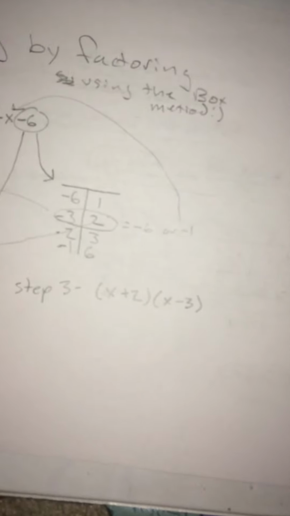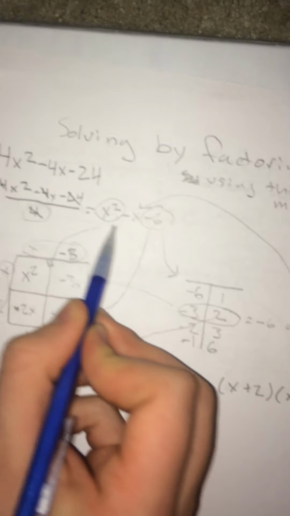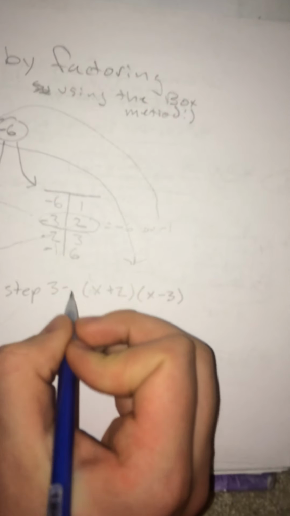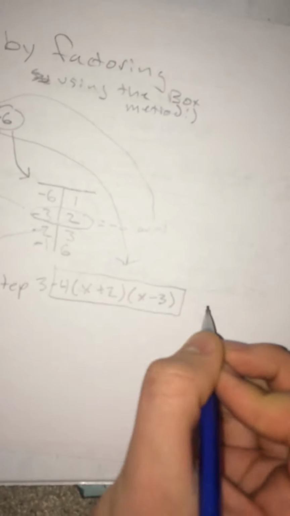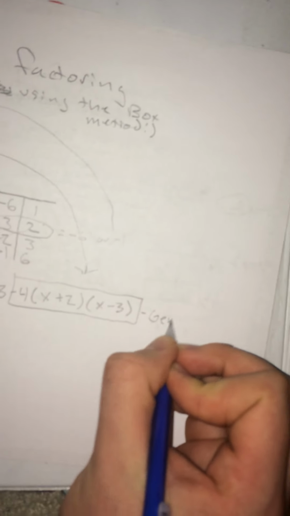And then the final thing we want to do is multiply 4 back into the equation, because we divided it at first, and so now we want to multiply it back in. And so your final answer is going to be 4 times x plus 2 times x minus 3, and that is 4x squared minus 4x minus 24 in its factored form. So, factored form. Nice job, Evan.